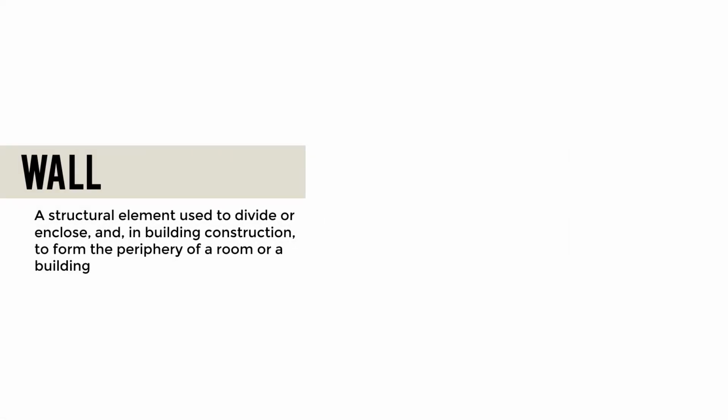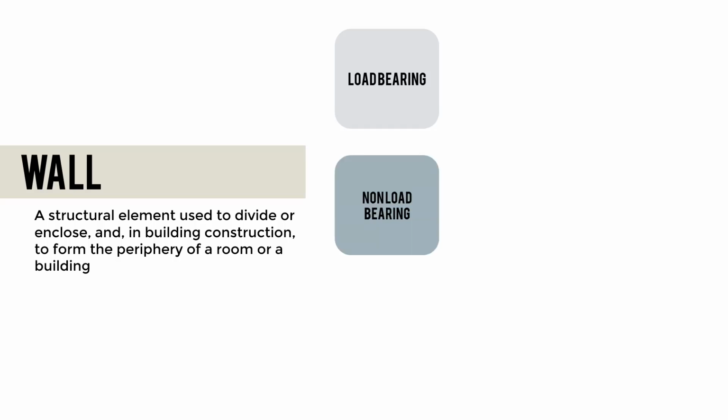So definition of terms. Wall, a structural element used to divide or enclose and in building construction to form the periphery of a room or a building. So a load-bearing wall means a wall which supports any load other than its own weight. Non-load bearing wall is a wall which supports no load other than its own weight. And then a cross wall is a term which may be used synonymously with a partition.